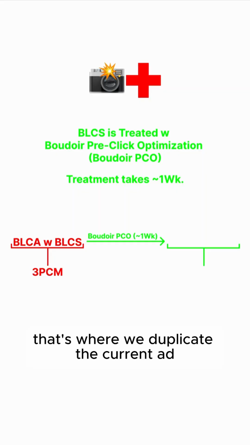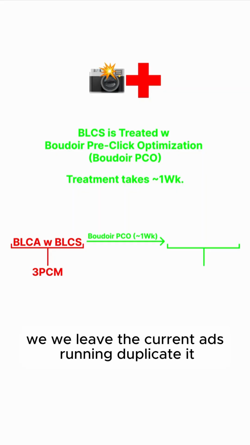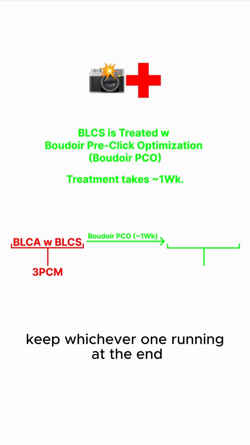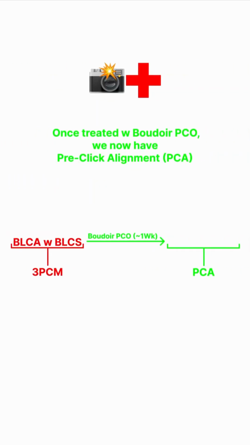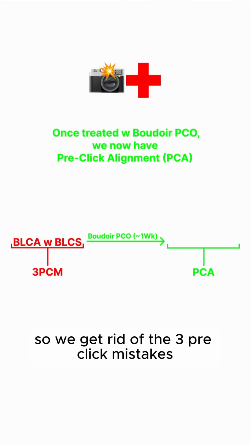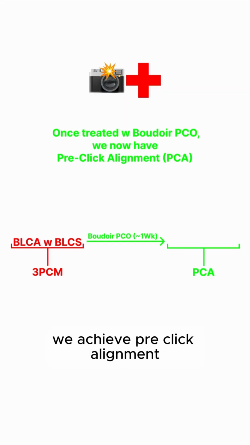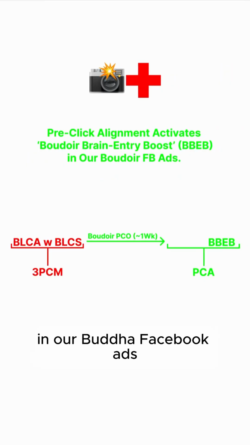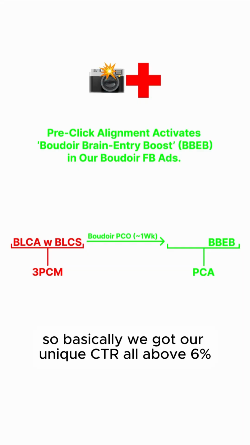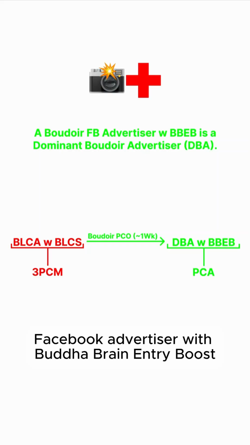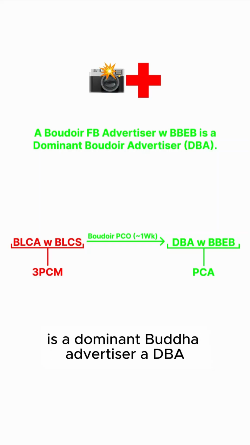And that's where we duplicate the current ad. We leave the current ad running. Duplicate it, we treat the duplicated ad, run them in parallel, keep whichever one running at the end has the better metrics. Now, once treated with Boudoir Pico, we now have pre-click alignment, PCA. So we get rid of the three pre-click mistakes, we achieve pre-click alignment. And pre-click alignment activates Boudoir brain entry boost in our Boudoir Facebook ads. So basically, we got our unique CTR all above 6%. And a Boudoir Facebook advertiser with Boudoir brain entry boost is a dominant Boudoir advertiser, a DBA.